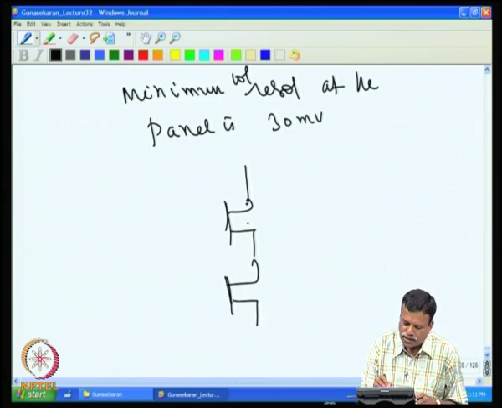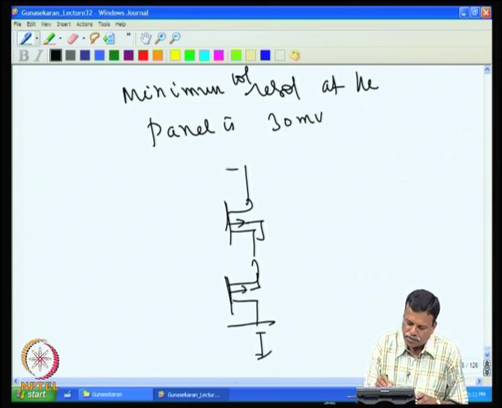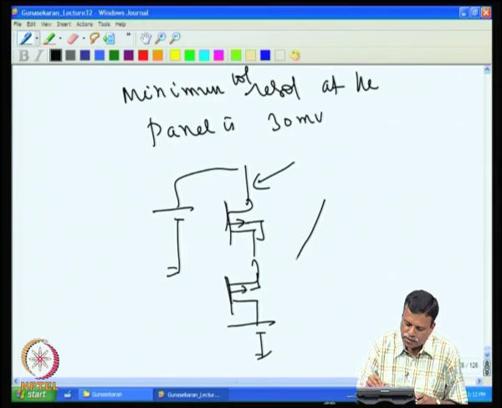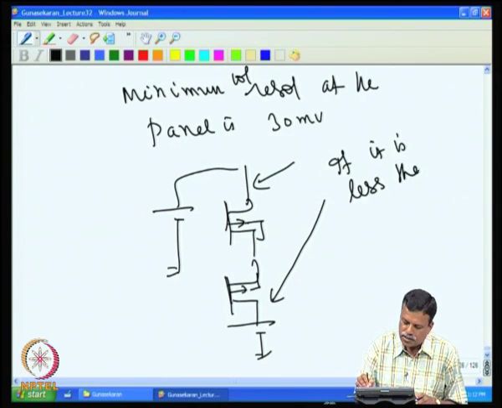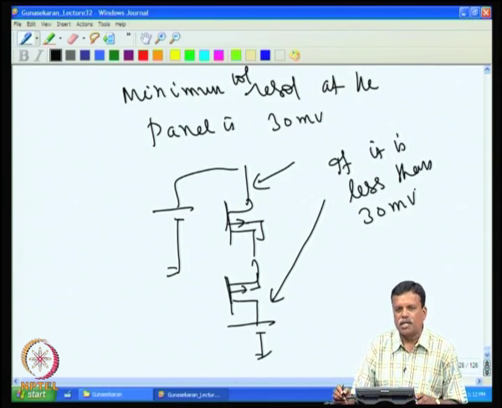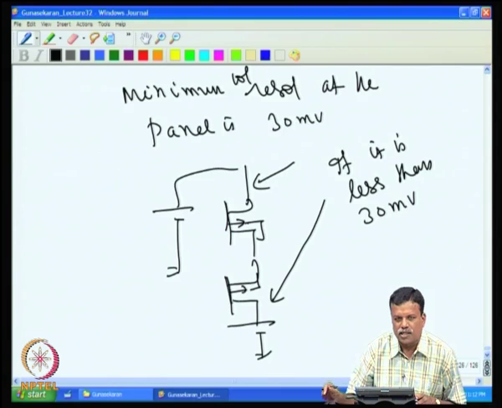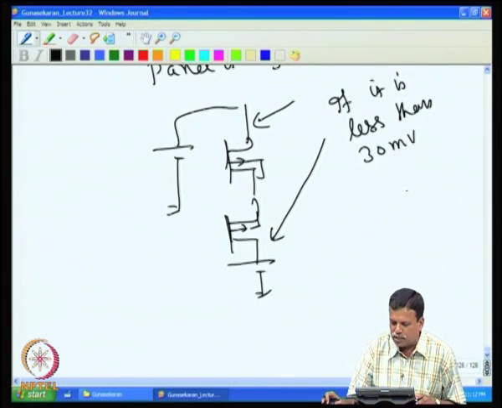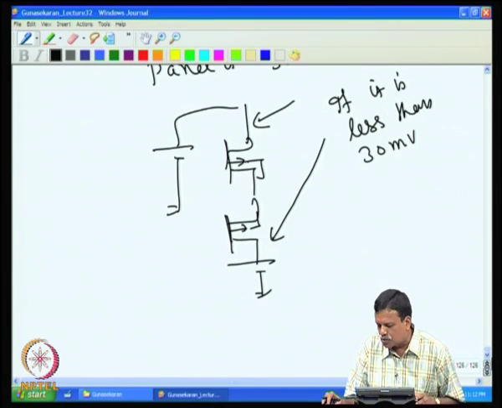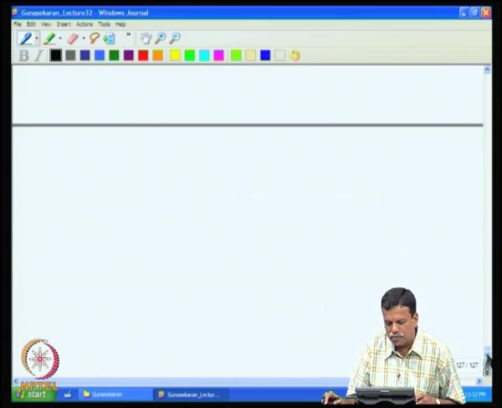So, we have the on resistance of the switches; this is the battery and then the panel. The voltage difference between this point and the battery, if it is less than 30 millivolt, the difference cannot be detected. So, to avoid this complication, what normally they do is that they will switch off the P1 and P2.